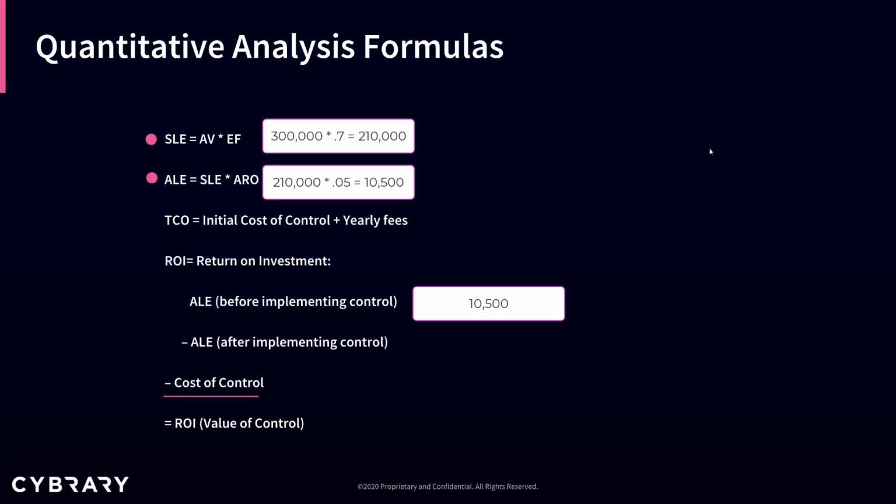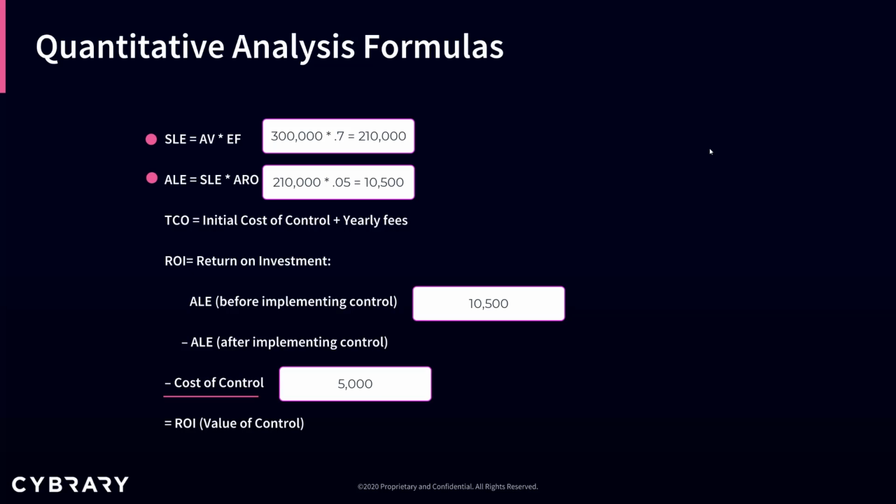Now, we're going to want to compare that to the cost of the control and figure out a positive return on investment. So we have to figure out what the cost of the control is, which is going to be an initial fee plus any sort of yearly fees. So we'll make the example easy and say that the control is a fire suppression system, and the cost of the control is $5,000 per year. If that control were 100% successful, and I went from losing $10,500 a year to losing $0 per year, then a $5,000 per year expense seems like a good investment.